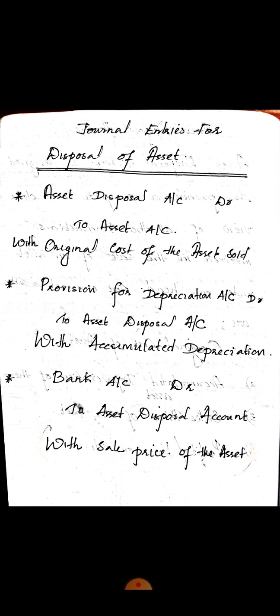Then next entry, bank account debtor to asset disposal account. That entry for the sale of assets. For the sale of asset, journal entry is bank account debtor to asset disposal account.